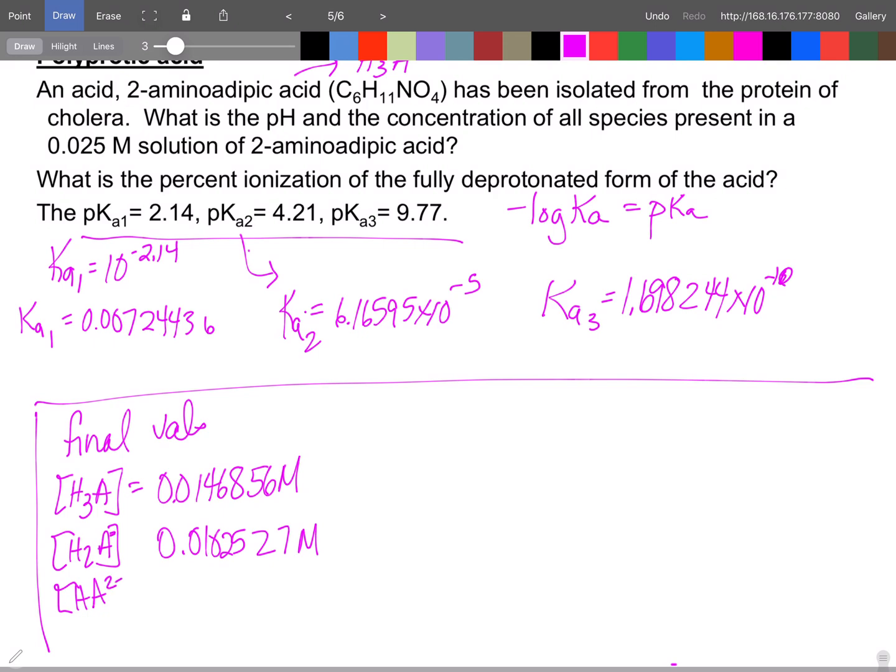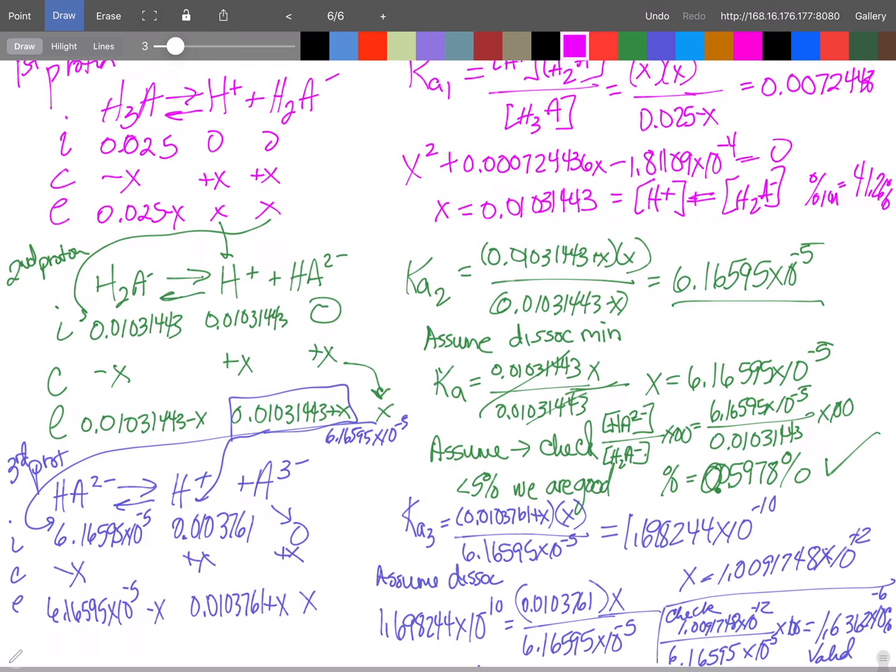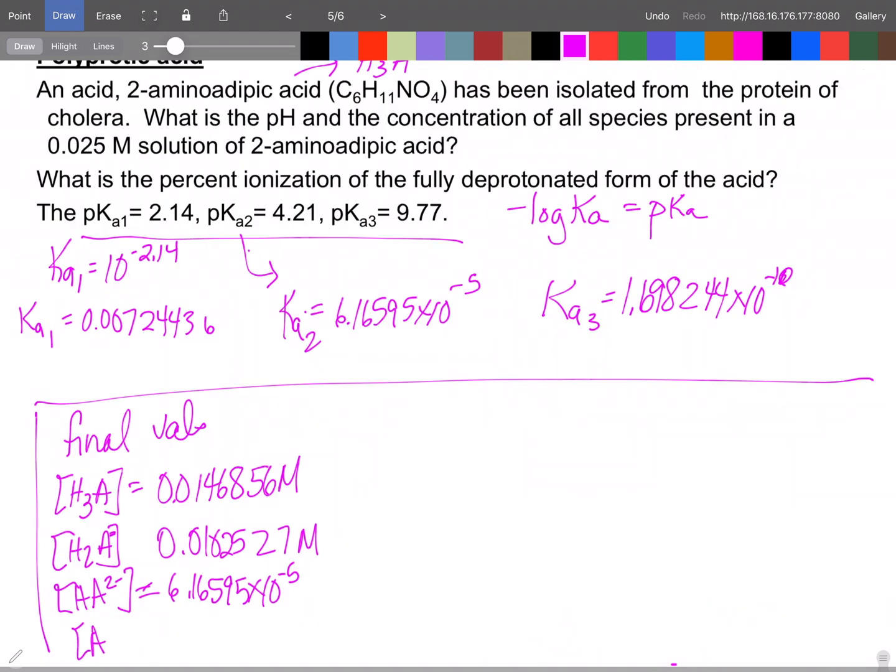My HA2 minus concentration is equal to 6.16595 times 10 to the minus fifth. Okay, real quick, what I'm actually doing is doing these values here. So I'm subtracting or adding, well, in this case, subtracting where I need to. And so my A3 minus concentration was my final one, which was 1.00917 times 10 to the minus 12th.